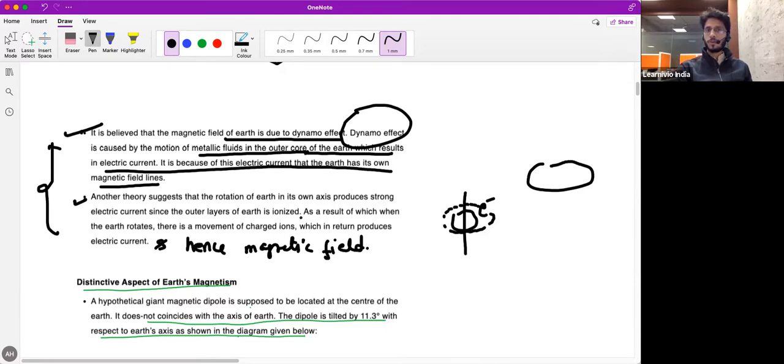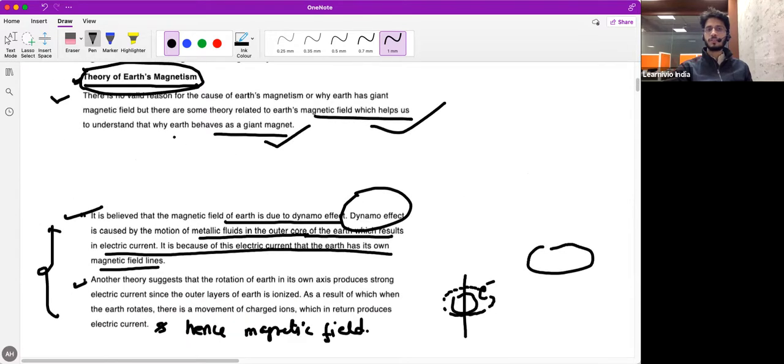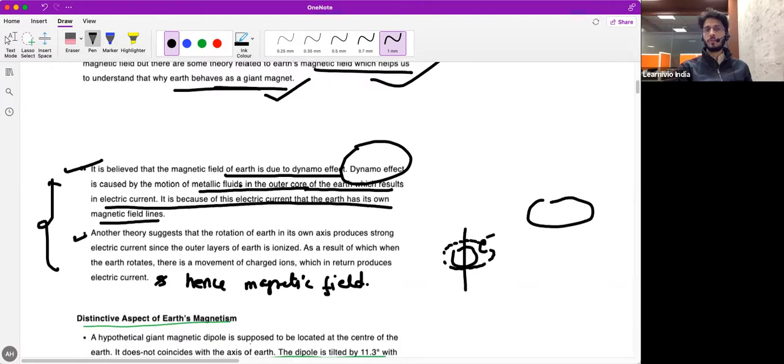These are two prominent theories. This one is not acceptable, it was very, very old. These are two theories which are acceptable. One is the dynamo effect, and another is that the magnetic field of Earth can be due to the motion of charged particles.